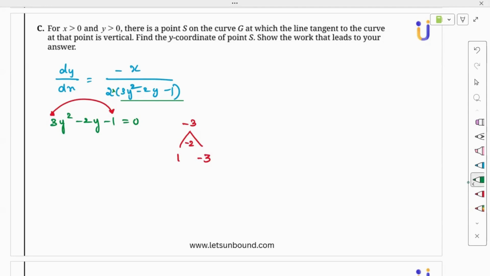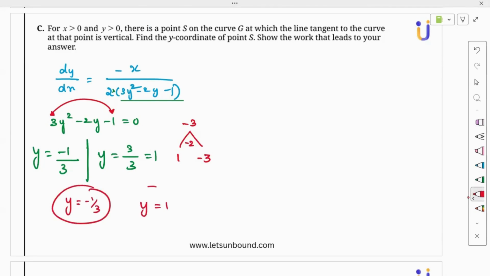Okay, let me tell you how to directly write the y values here. So y is, just take the inverse: if you got 1 in this, put minus 1 divided by the leading coefficient 3. That's it. Now, if you got negative 3, just inverse the sign, I will put positive 3 divided by the leading coefficient 3, which is 1. That's it. I got my y values. y is negative 1/3 and y is 1. But negative 1/3 is not accepted because they clearly mention y is greater than 0. So y equal to 1 is the required y coordinate.